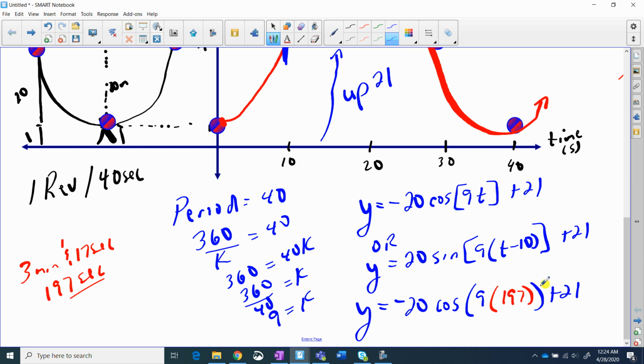One thing to keep in mind here, when I created my function, I used 360 here, which means I'm talking degrees. Make sure your calculator is set to degree mode. If you had chosen to put 2 pi here, which you very well could have, it would be fine. Now k wouldn't be 9 anymore. K would be 2 pi over 40. Then you'd have to make sure your calculator's in radians. Either way, we would get the same answer.